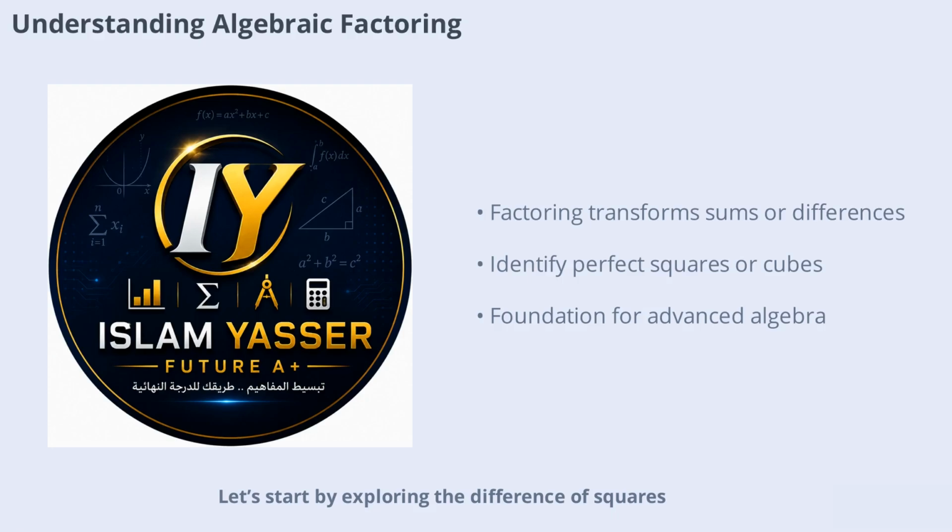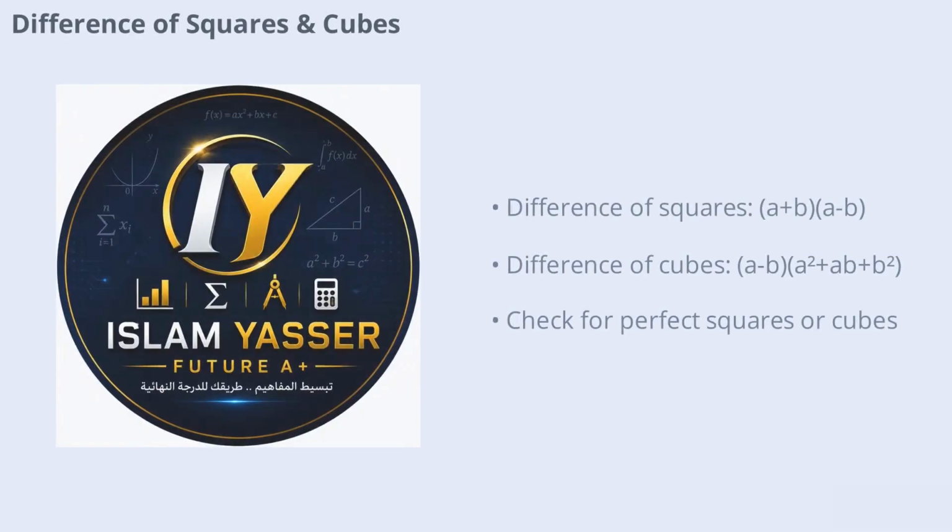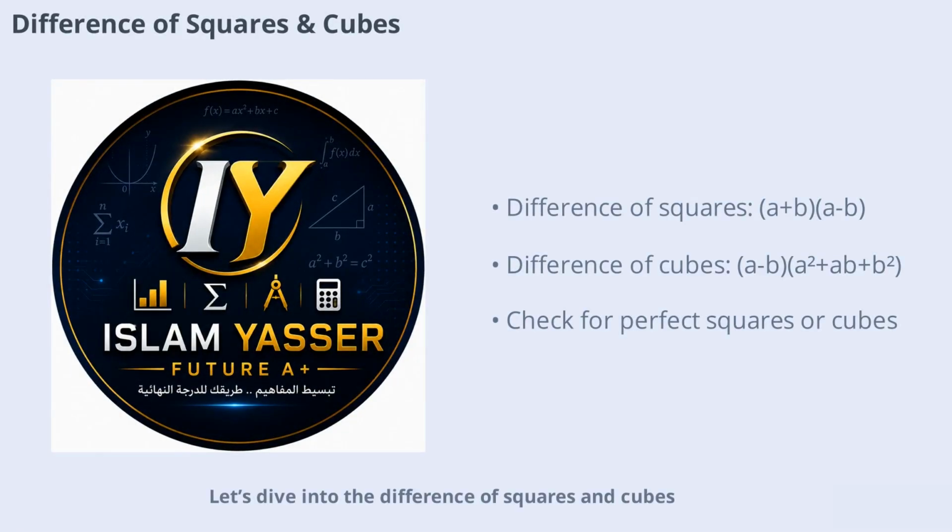Let's start by exploring the difference of squares, one of the most common and useful factoring patterns you'll encounter. Let's dive into the difference of squares and cubes. For the difference of squares, the formula is simple. a² − b² equals (a + b)(a − b). Both terms must be perfect squares and the sign between them is subtraction. For example, 25 − x² factors into (5 + x)(5 − x).